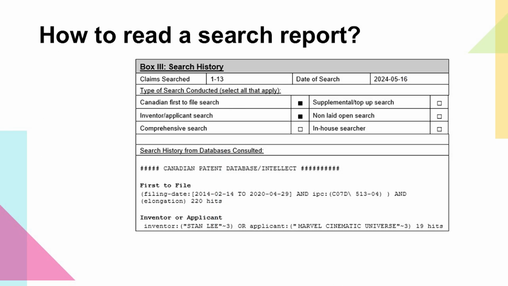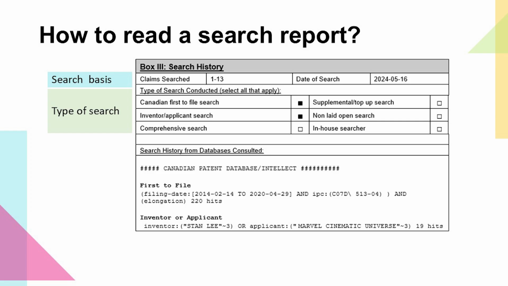This is where you can find the details of the search performed by the examiner to evaluate if your invention is in fact new, inventive, and non-obvious. The top of the box shows you on what the examiner has based their search and the date that it was performed. In this example's case, it was based on claims 1 to 13. It then tells you what type of search was performed, a first-to-file search, a comprehensive search, a top-up search, etc. And was it only on the invention, or was there a search performed on the inventors and applicants as well? Here, 2 searches have been performed, an F2F, or a first-to-file, and an applicant and inventor search.